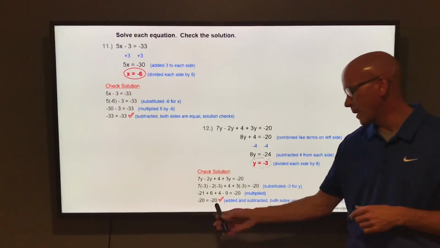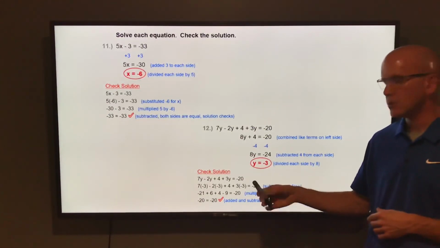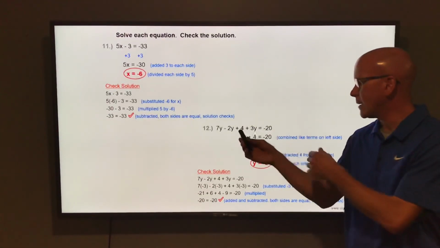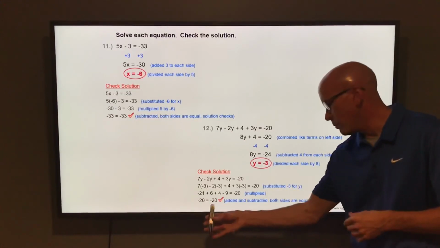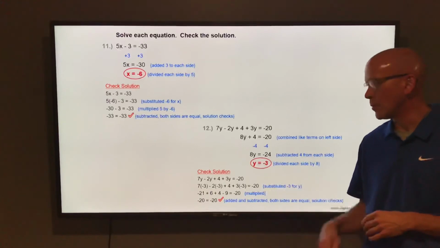Negative 20 equals negative 20. Both sides equal each other. That means you do have the correct solution. When you substitute the value back in, you should get a true statement where both sides equal each other, meaning you do have the correct solution. Y equals negative 3.